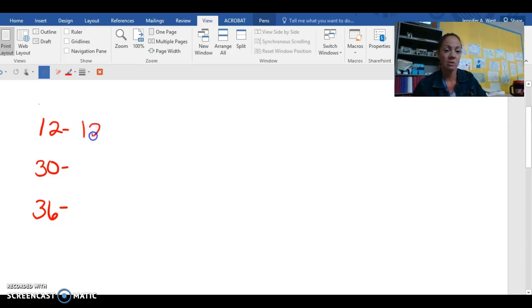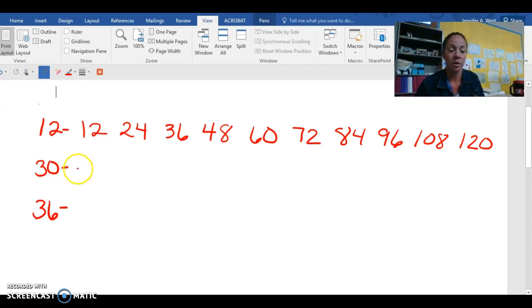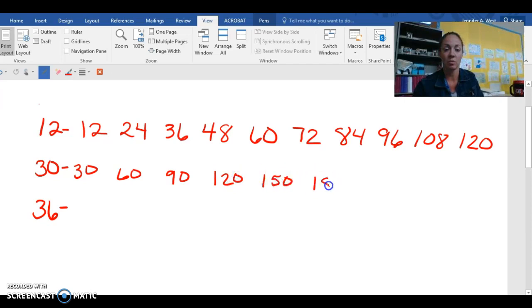So we'll start with skip counting by 12. 12, 24, 36, 48, 60, 72, 84, 96, 108, 120. I have a feeling I might need to write more than that. Skip counting by 30s, we have 30, 60, 90, 120, 150, and 180. Oh boy, I'd better add some more up here.